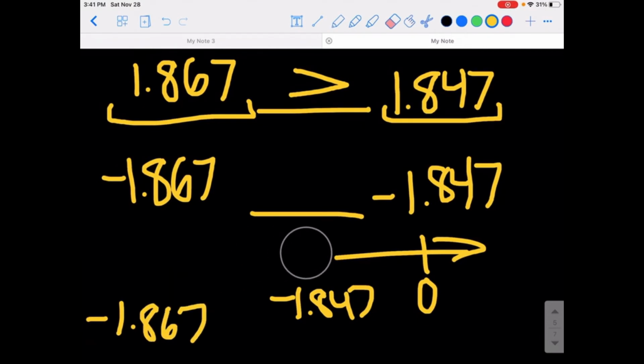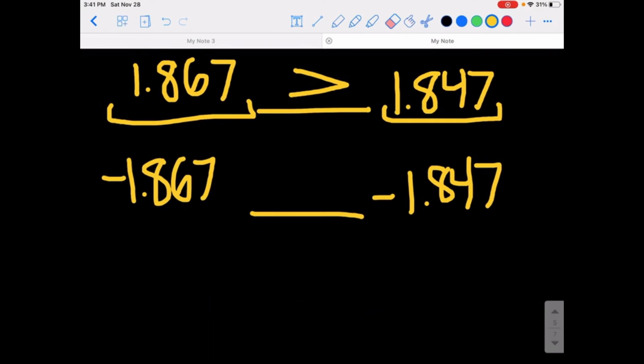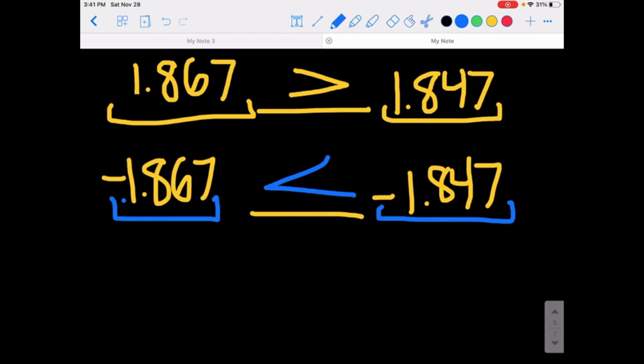So, again, same thing. What number is closer to 0? What number is going to become a positive number first? Right, this one is going to become a whole number faster. Negative 1.867 is less than negative 1.847. Both of them are, again, rational numbers because, even though they're decimals, they're terminating.